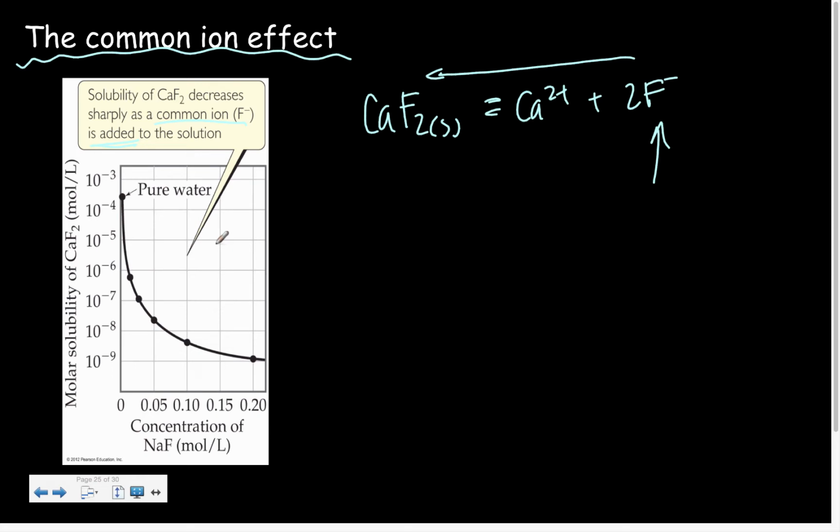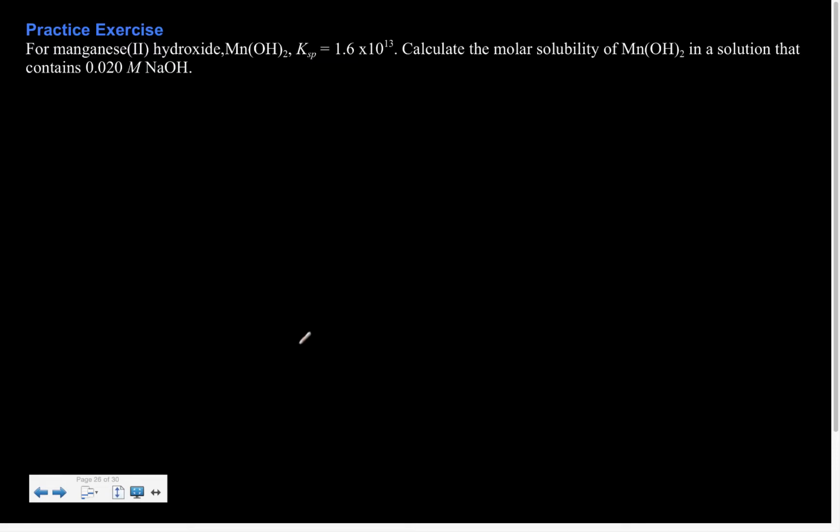Which is why the solubility of calcium fluoride specifically decreases as the amount of common fluoride ion increases. So here we have fluoride courtesy of something else, and then my calcium fluoride decreases in solubility. All right, now let's talk about it from a more mathematical point of view.